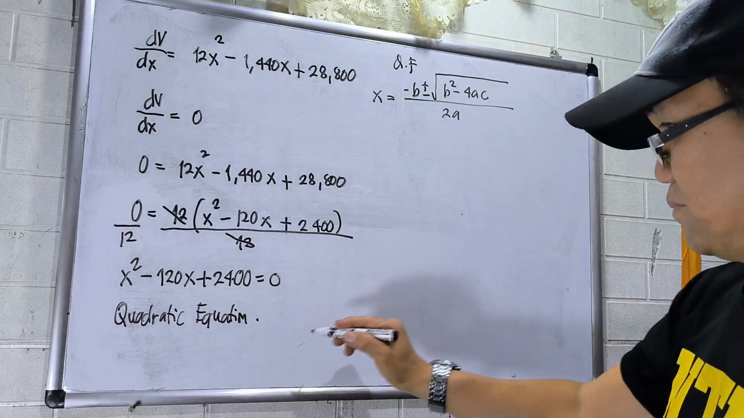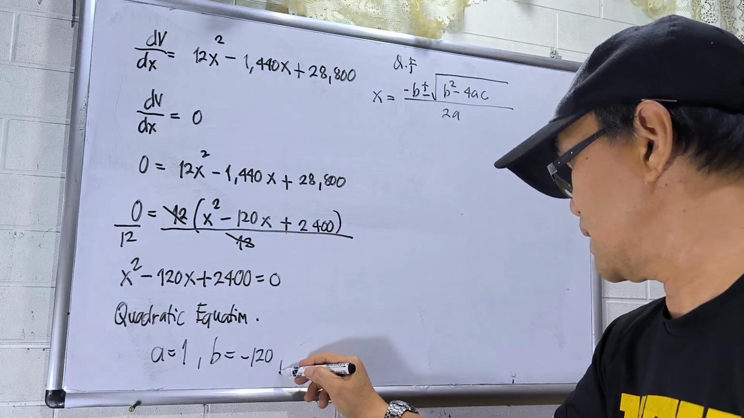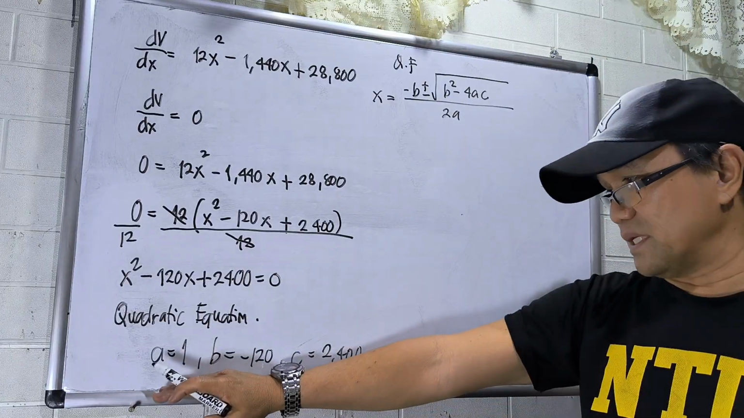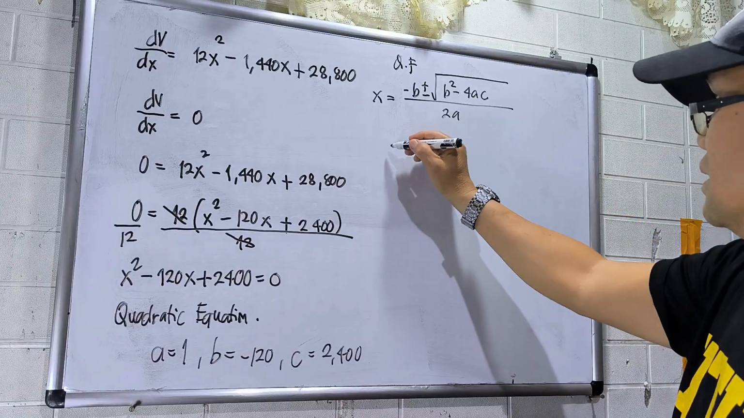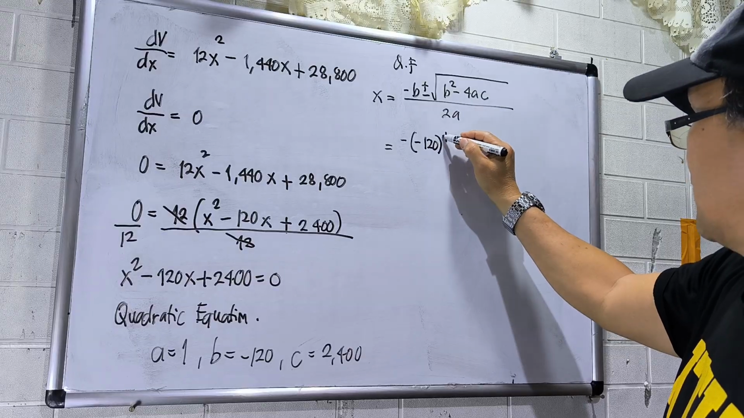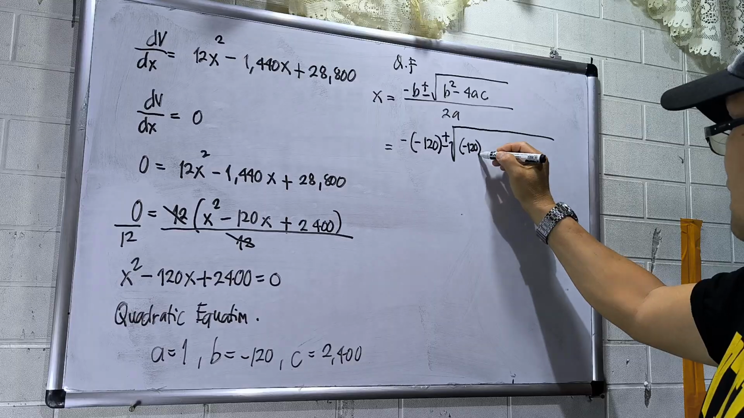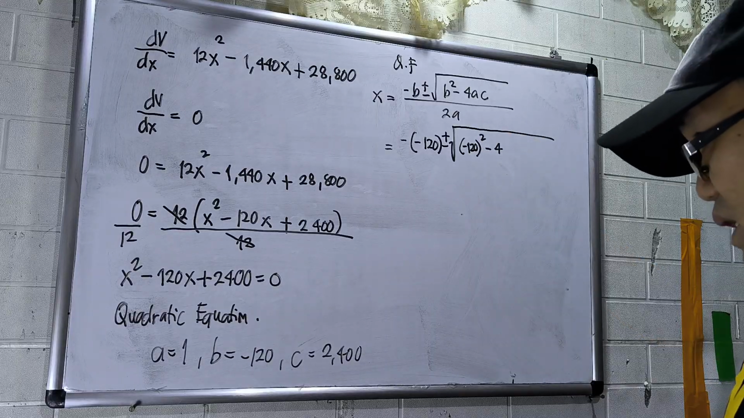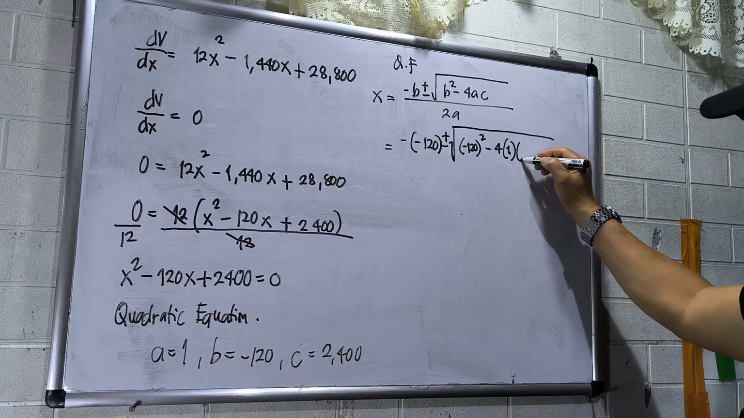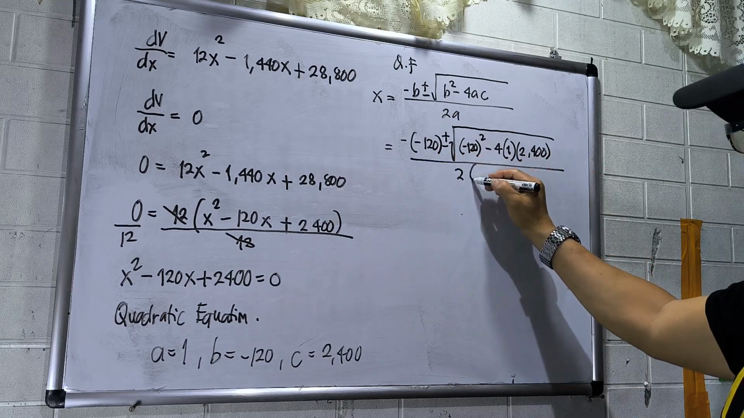Okay, so a is 1, b is negative 120, c is 2,400. Let us plug in a, b, c in the quadratic formula. So this will be negative b, so negative 120 plus and minus the square root of b squared. So this will be negative 120 squared minus 4, a is 1, and then c is 2,400, all over 2 times 1.